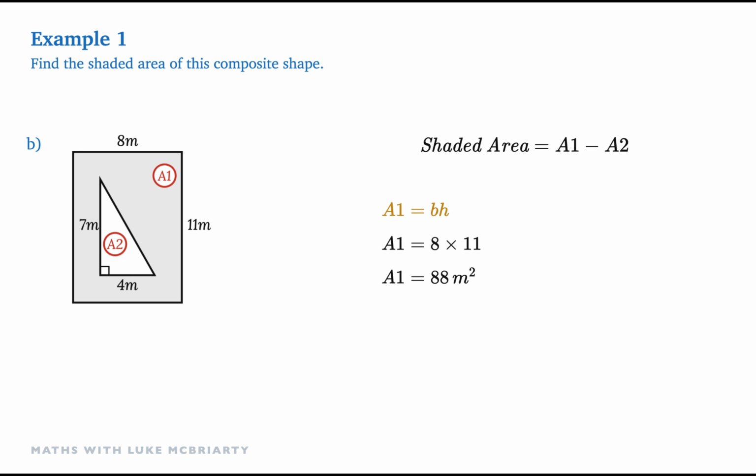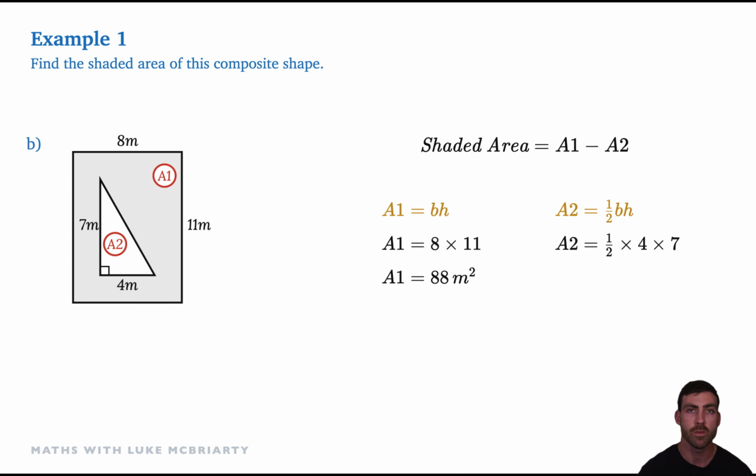meters. Now calculating area 2. We start by writing down the formula. Then we substitute the base and the perpendicular height of the triangle into the formula. And half times 7 times 4 equals 14 squared meters.